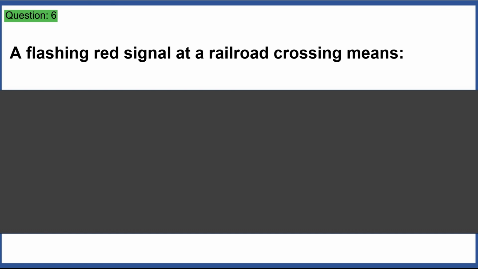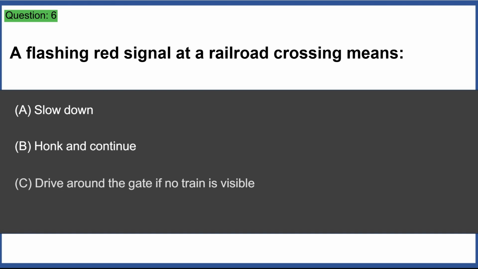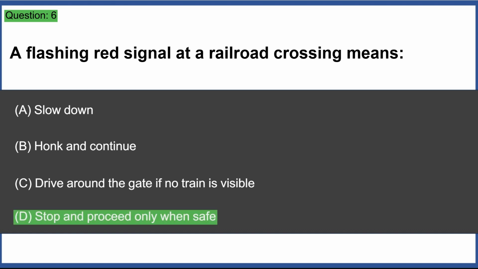A flashing red signal at a railroad crossing means: A. Slow down. B. Honk and continue. C. Drive around the gate if no train is visible. D. Stop and proceed only when safe. Answer D. Stop and proceed only when safe.